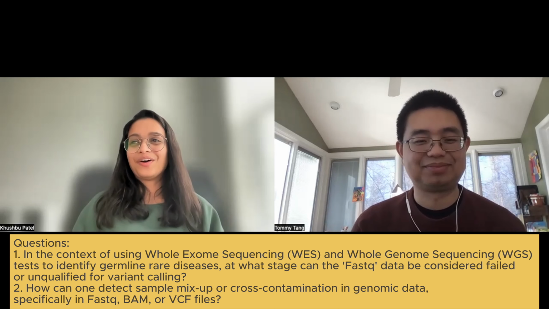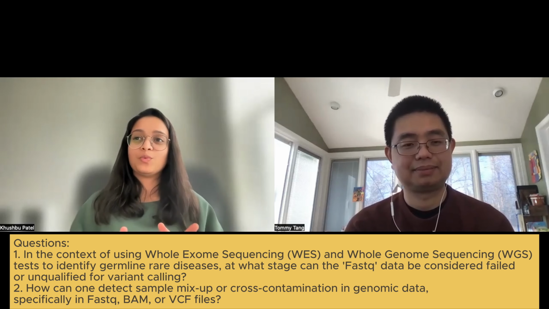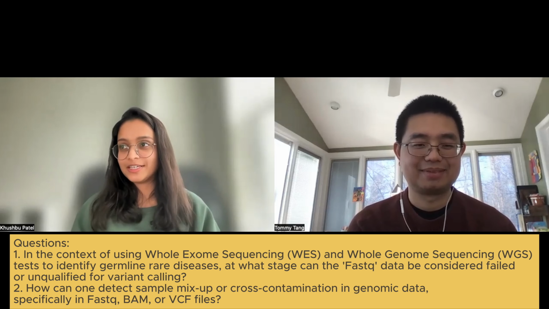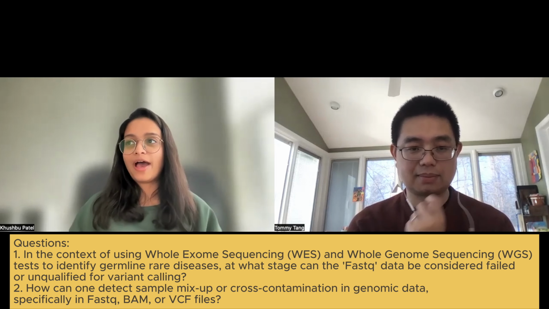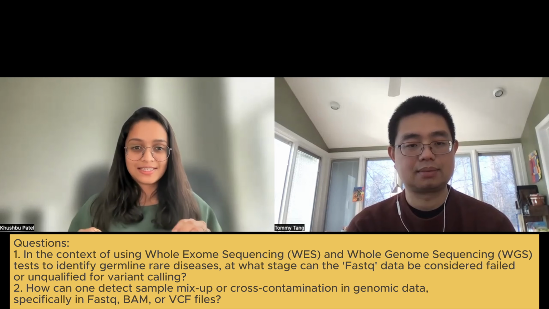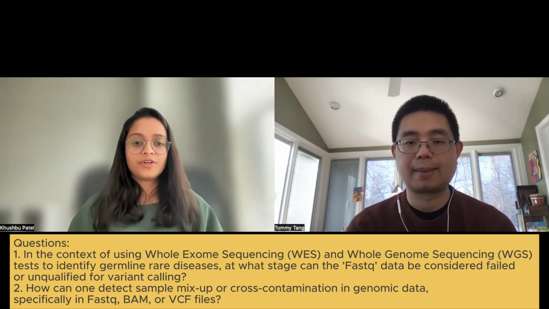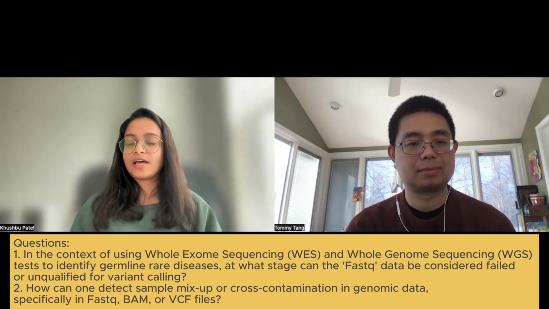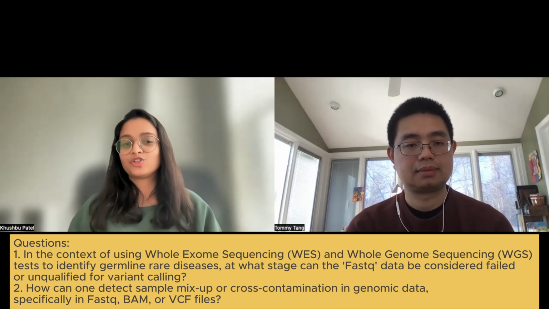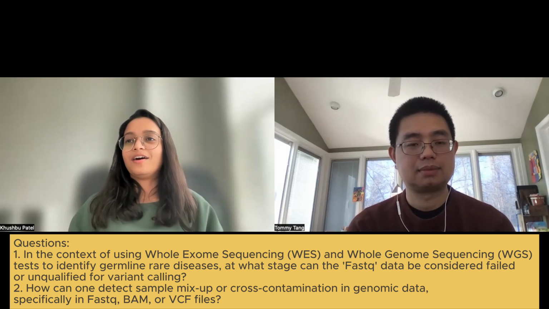Yeah, so that's going to be the next part of the question. The next question is, how can one detect sample mix-up or cross-contamination in genomic DNA, specifically in FASTQ, BAM, or VCF files? And that's a very good point, that this is a basic sanity check. We should have sanity checks at every point whenever we are running any omics pipeline, just as you said: if we have a female sample, we should not expect to see any chromosome Y.